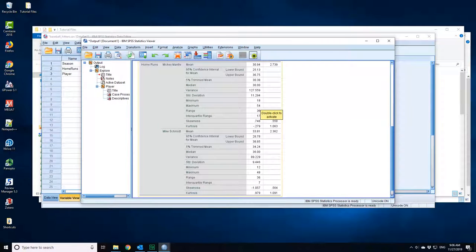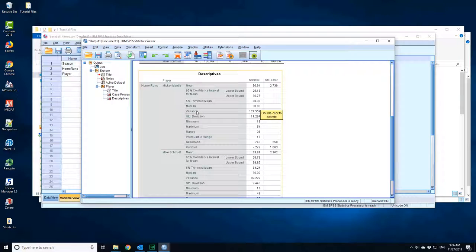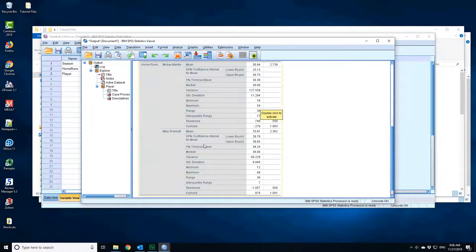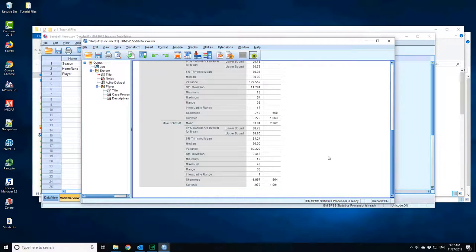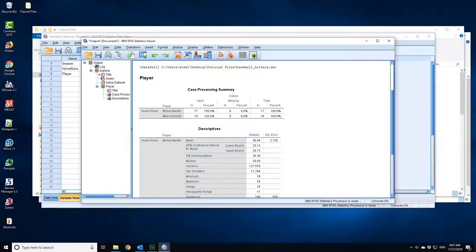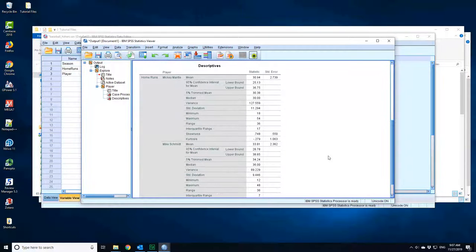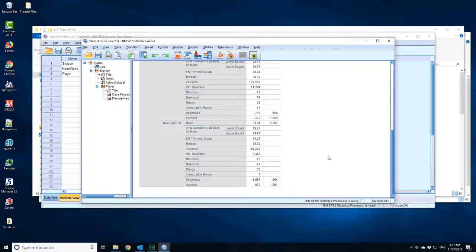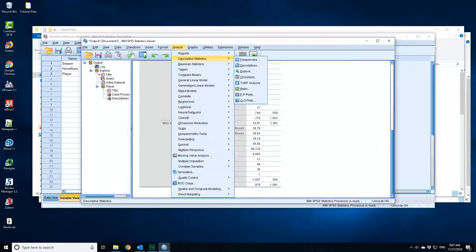What I actually need to know is the minimum is 18, the maximum is 54, the minimum is 12, the maximum is 48 in this case, and the medians are 30, and the median here is 36. So those are the first three numbers that I need, but I can't get the first and third quartile here. So what I want to do is go back and do another analyze and descriptive statistics.